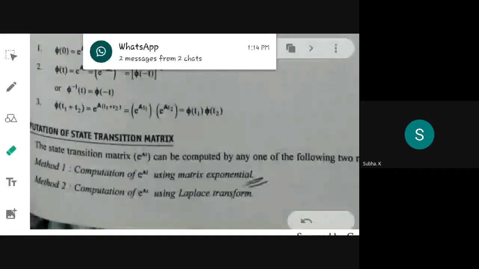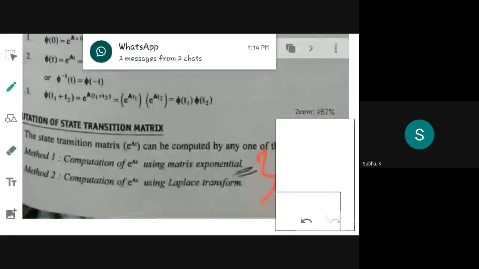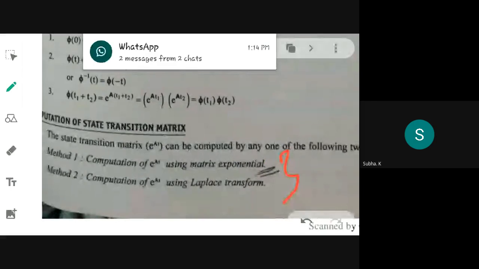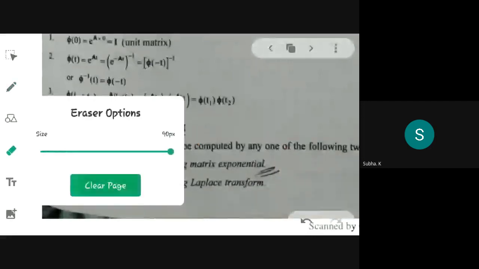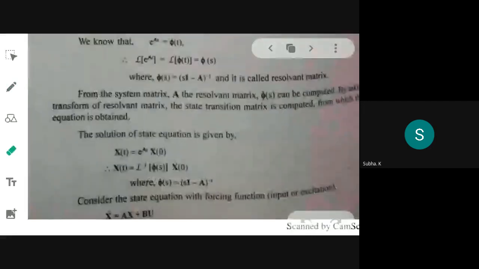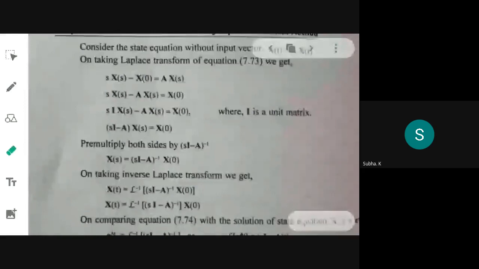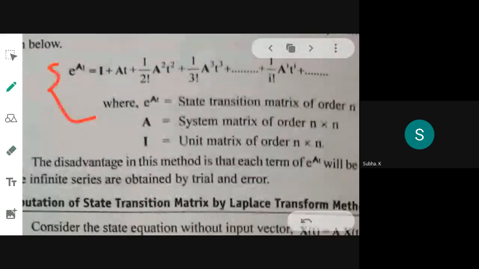So there are two methods in which we can calculate e power At. One is by using the matrix exponential and the other is by using the Laplace transform. The two problems that I will solve, the formula I will tell you. So this is how to calculate e power At by means of the matrix exponential.